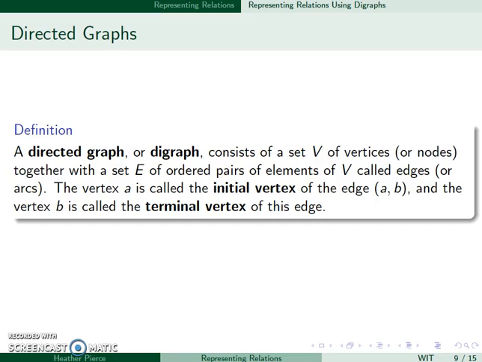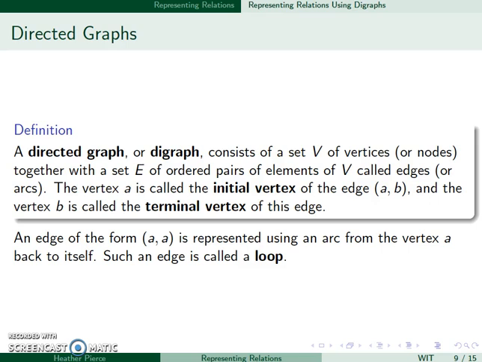The second way we'll look at representing relations is with a digraph. So a directed graph, also known as a digraph, has a set of vertices, V, along with a set E of ordered pairs, which we call edges. So the A is the initial vertex of an edge AB, and B is the terminal vertex. And any edge of the form AA is represented using an arc from the vertex A back to itself, and this is known as a loop.